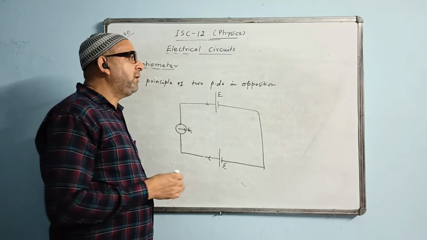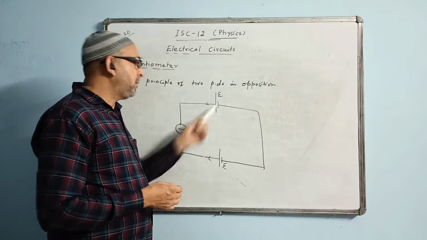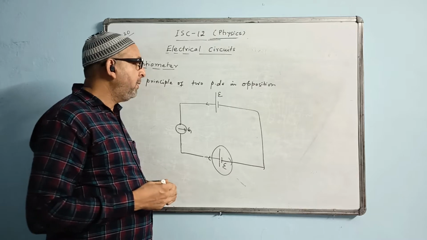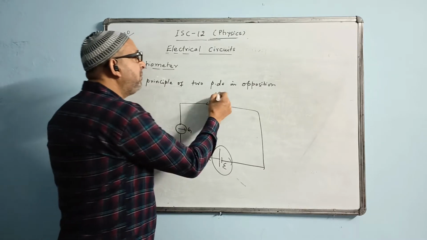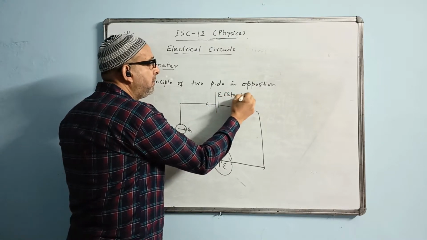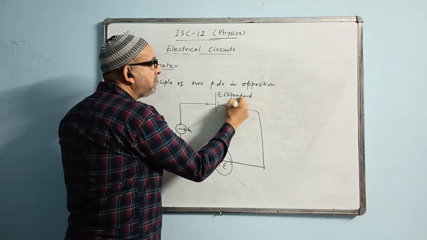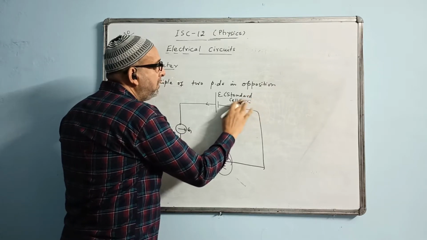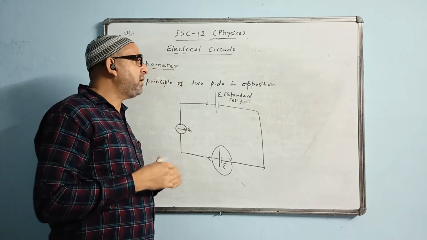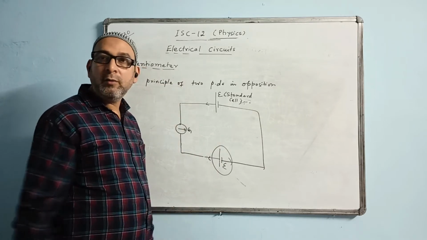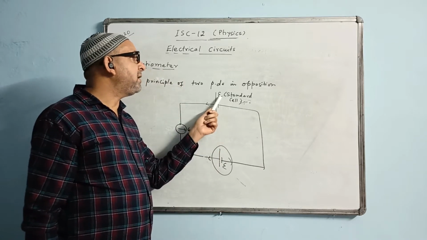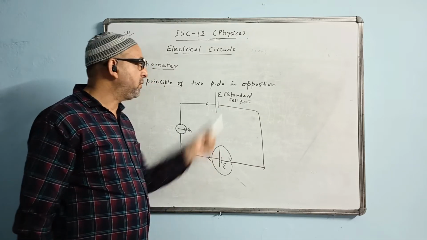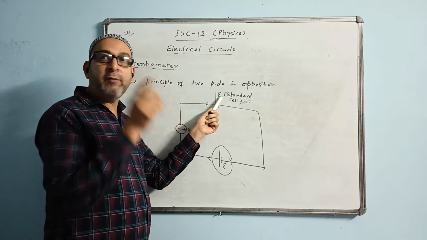So how do they test? Suppose this is the battery manufactured, and this is the standard cell. Standard cells are those cells whose EMF remains constant throughout. So they will use a standard cell of 1.5 volt because they want to manufacture cells of 1.5 volt only. So they will be using a standard cell of the same value, 1.5 volt.